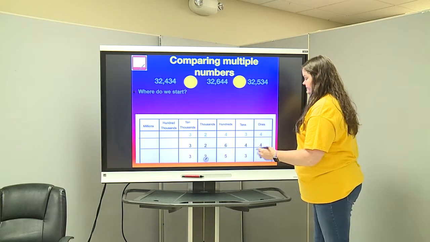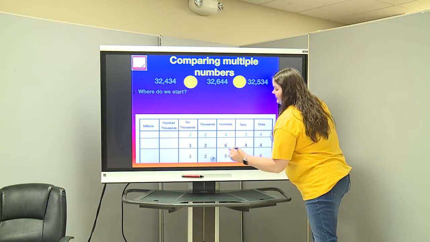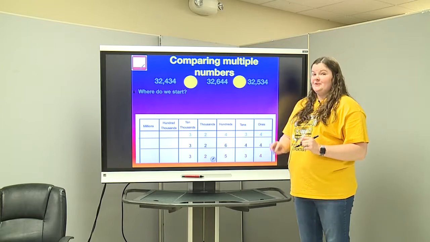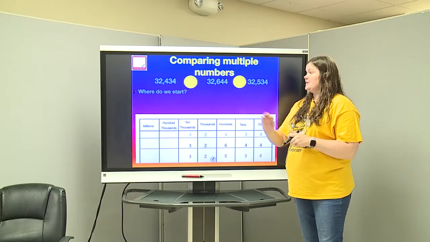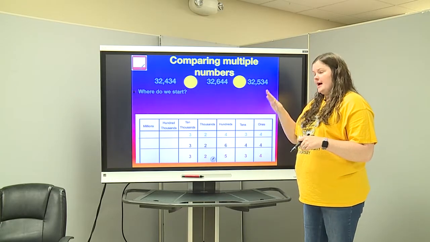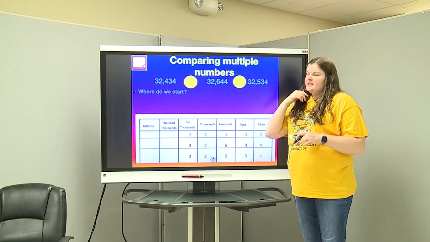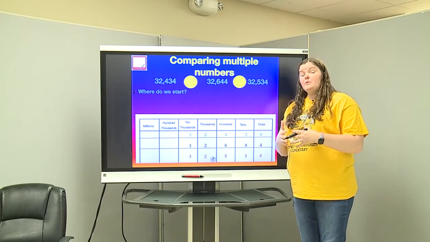All right, now, I'm going to try and trick you just a little bit here. Now we're going to do 3 numbers. So we're going to be comparing 3 different numbers. I've already provided them here at the top as well as on the place value chart. So let's just look at the top and see what we're starting with.